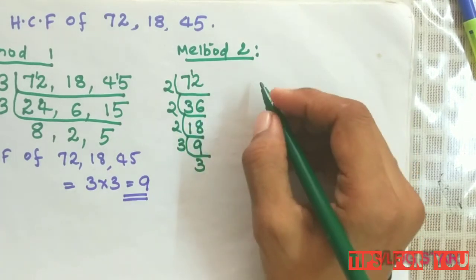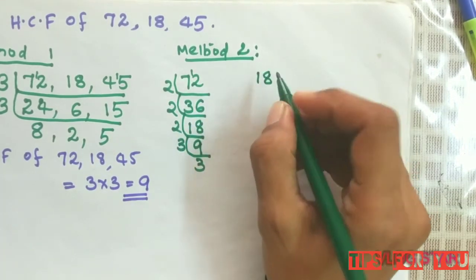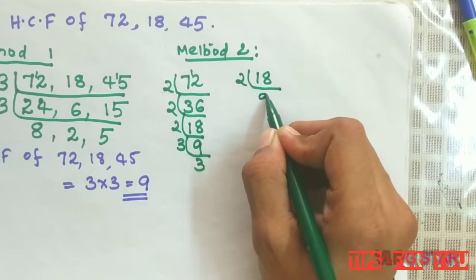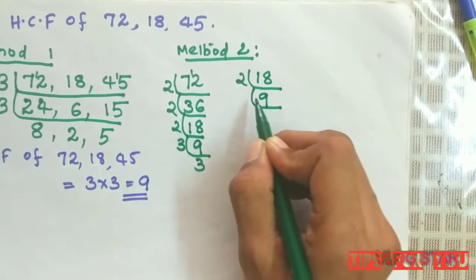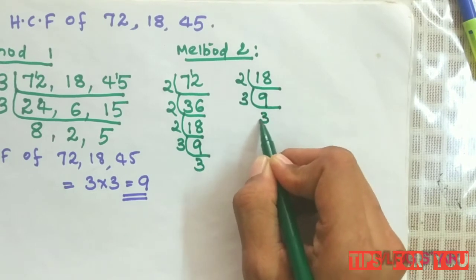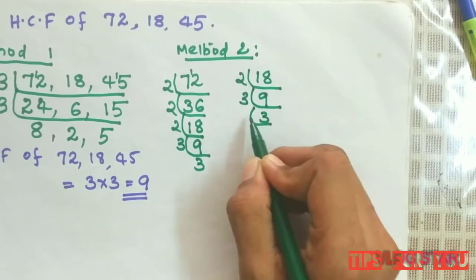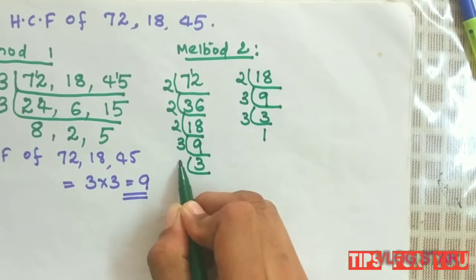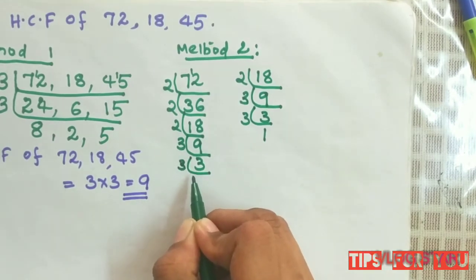Which is the next number? That is 18. We will divide it by 2. Then we will get 9. Again we will divide by 3. We will get 3. When we divide it again by 3, we will get 1.